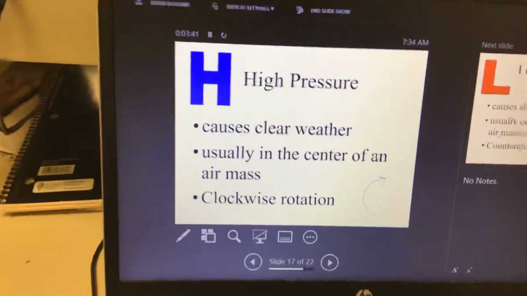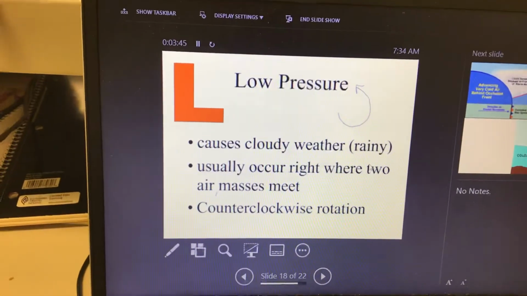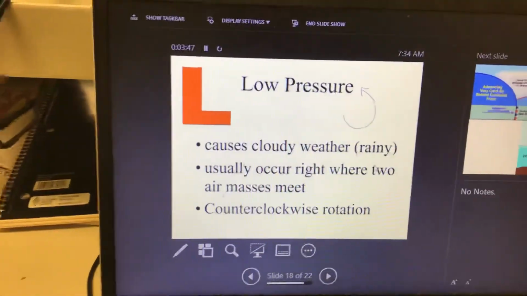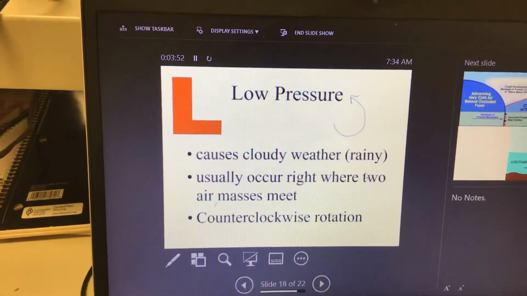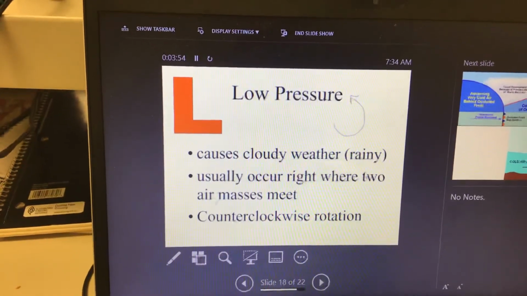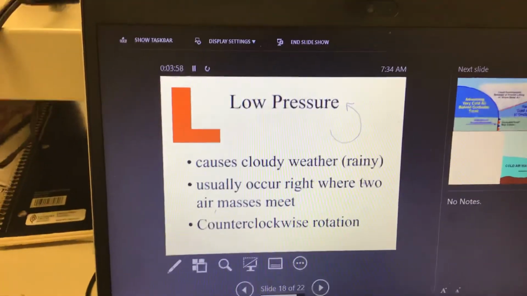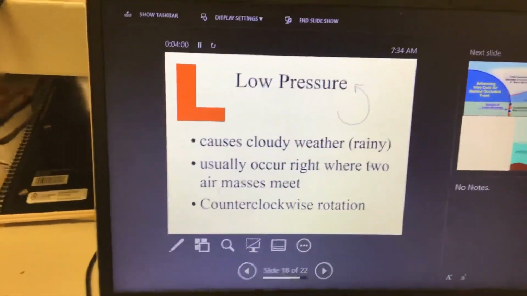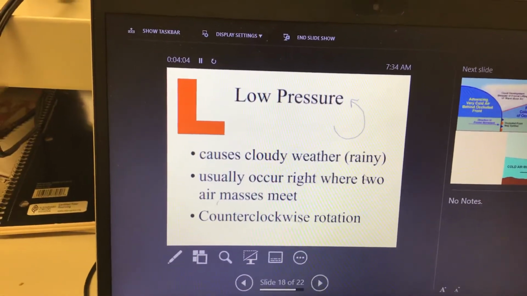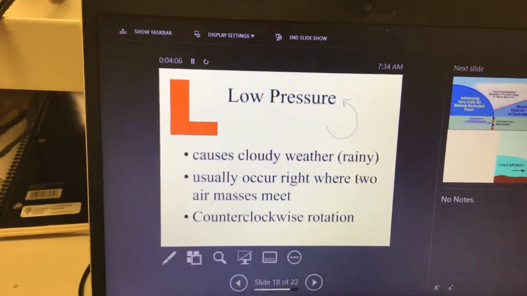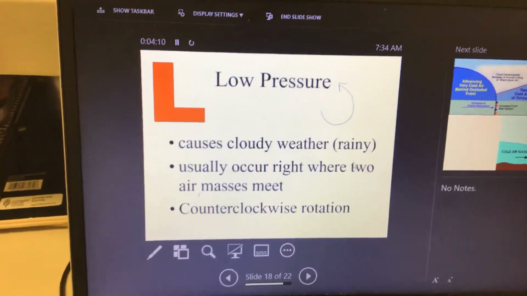So high pressure, good. Low pressure, usually it means we're cloudy, maybe rainy, gloomy. We've had a couple days of low pressure with fogginess. Usually means we're at a front where two air masses are meeting. So low pressure is usually bringing cloudy, poor weather. High pressure is usually good weather.